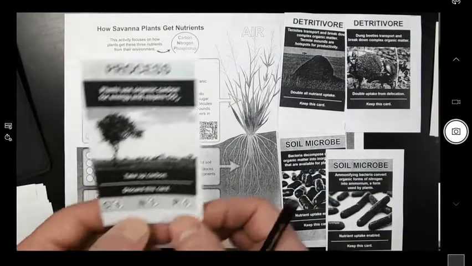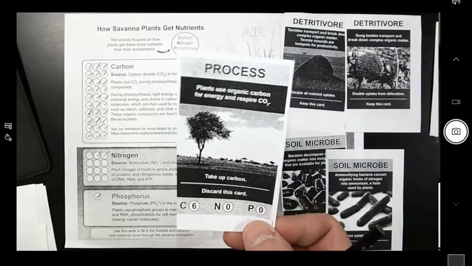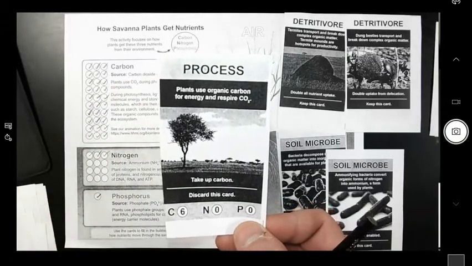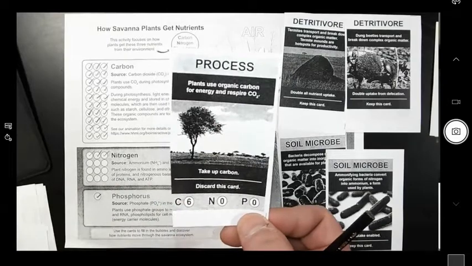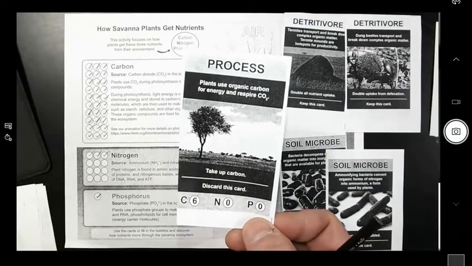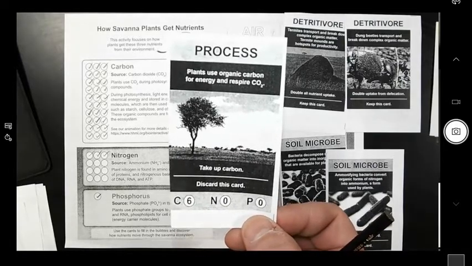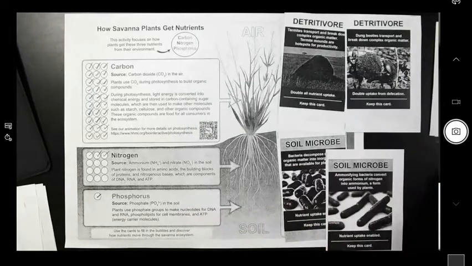All right, plants use organic compounds for energy and respire CO2. Wait a minute, I thought only animals did that. No, plants respire as well. Everything respires, it's just only plants photosynthesize. But we're already good on our carbon, so we don't need any of that.